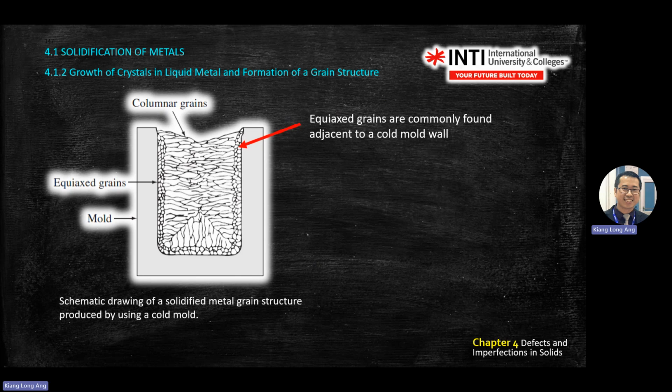So how do we ask you questions about this kind of theory? We normally have you explain using a schematic drawing. You draw a mold, you draw these small grains here, then you draw an arrow and write equiaxed grain. Then you label this one as mold, then you label this middle one as columnar grain. Okay.